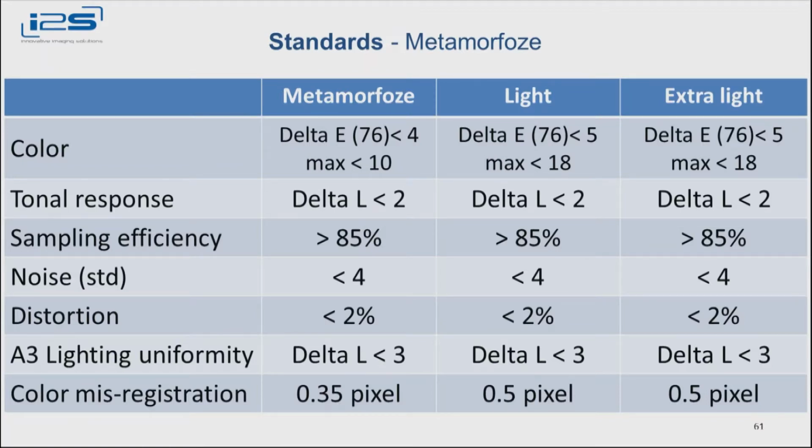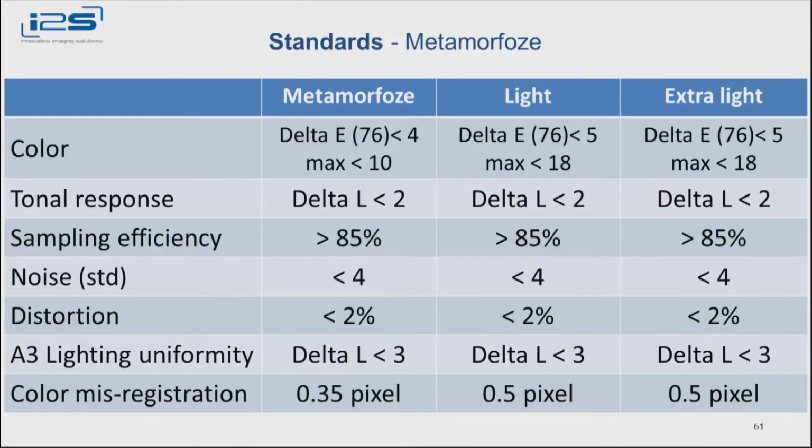And there is a criterion we didn't talk about. It's color misregistration. It is when you scan, for example, a black text on a white paper, you can have a shift between the 3 channels, red, green, and blue. And it's allowed to have half a pixel for Metamorphose Light and a third of a pixel for Metamorphose. So it's just a sum up. We'll have a look rapidly at the whole PDF.